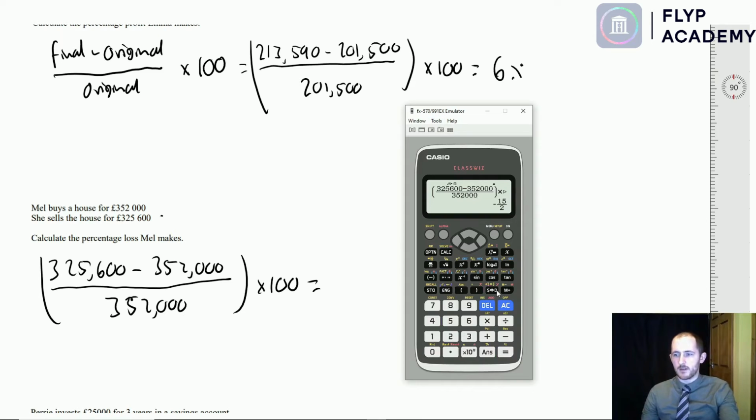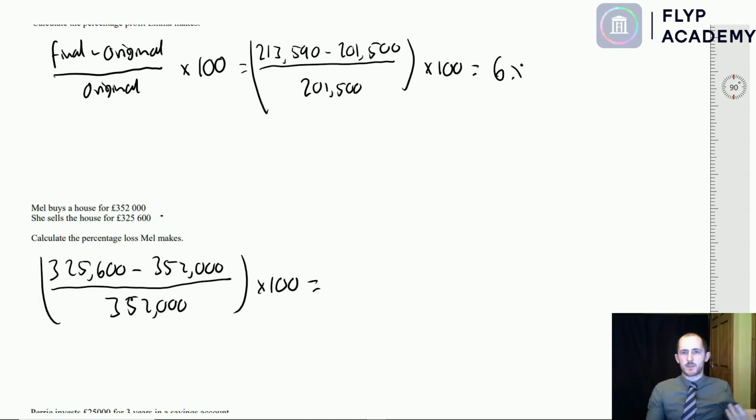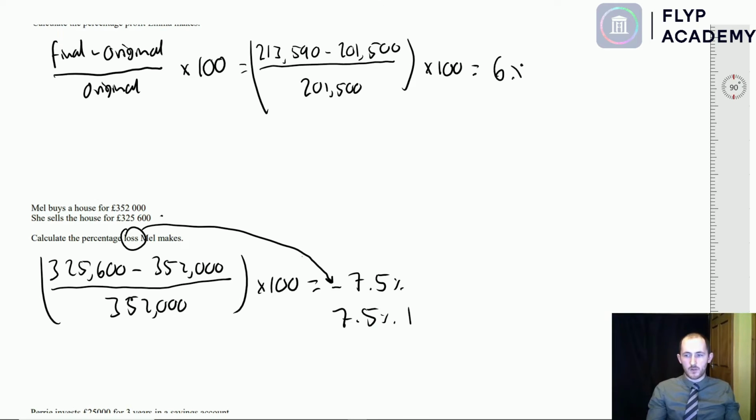You get a negative number. So this is where people panic, and that's why they want another formula. But let's think about it for 1 second, right? She's lost money, right? That's where the negative comes from. The word loss is the negative. So this translates to a 7.5% loss.